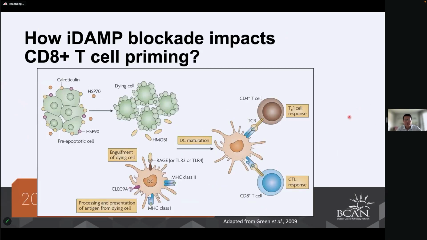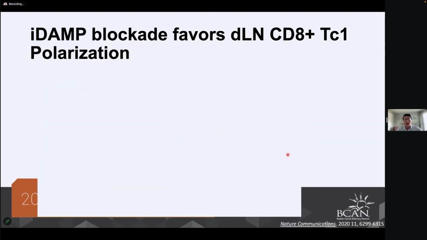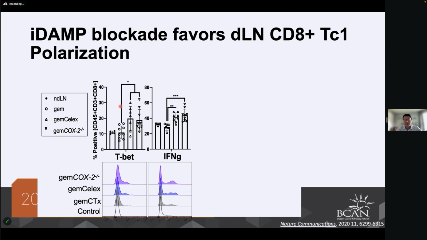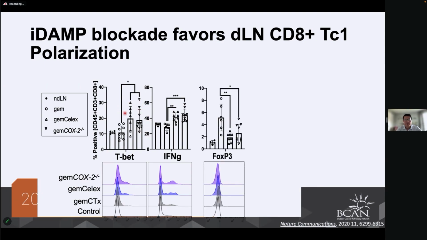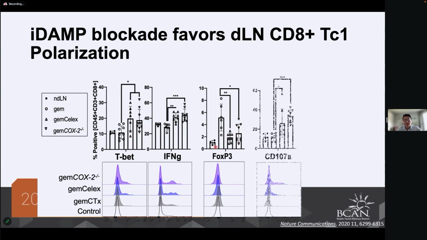And we also show that in the T cells, there is higher TC1 polarization, a marker indicative of TC1 being induced, and the markers for Tregs are being repressed when we block this IDAM pathway. And the T cells are being activated as well.